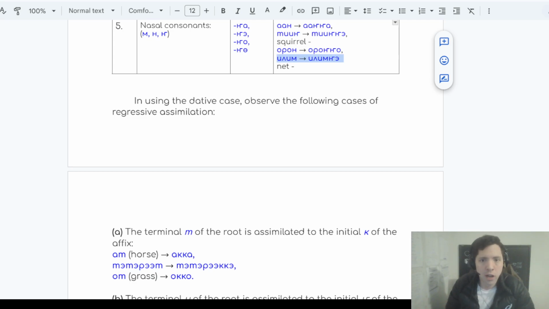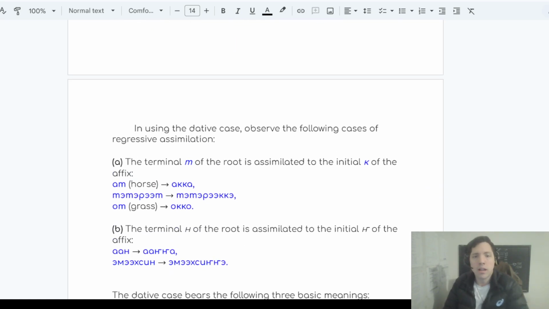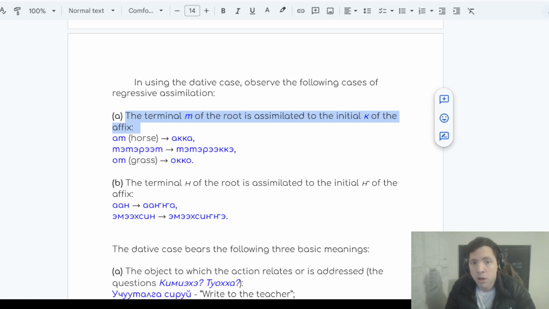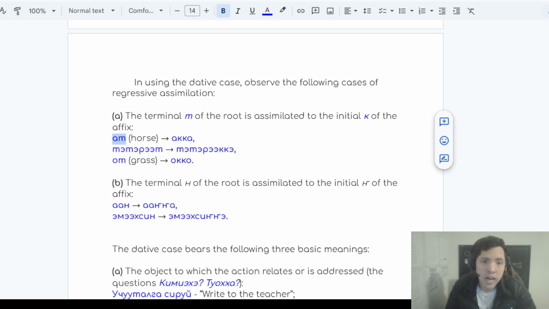And using the dative case, observe the following cases of regressive assimilation. That's fancy speak for what I just mentioned, where the final letter of the noun will change to make it easier to say when attached to the following ending. In this case, the dative case ending meaning to or at. So if you have a t coming upon a ka, it will change to a ka also. So horse is at, atka, we say akka.